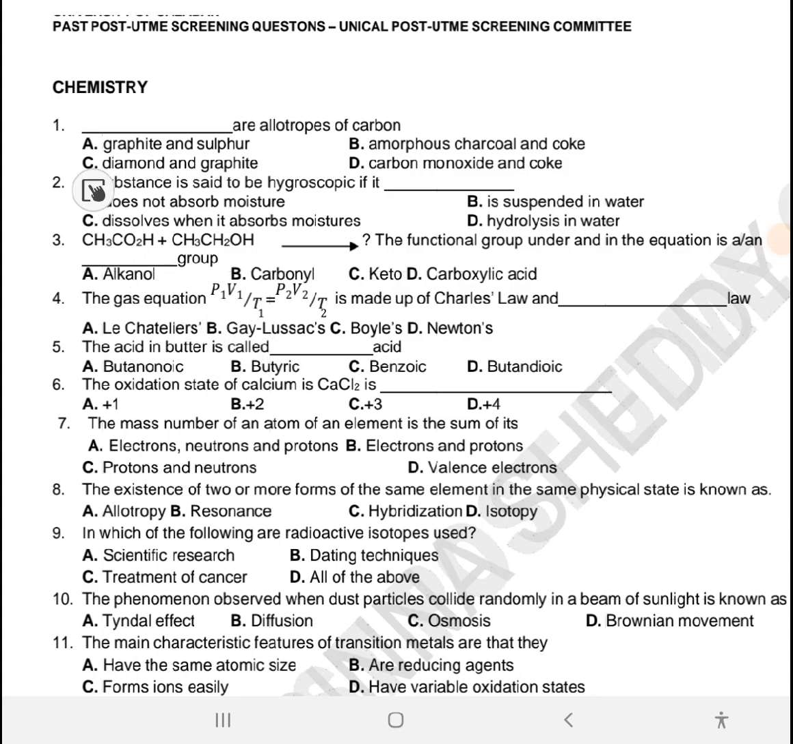So the first question: dash are allotropes of carbon. The correct answer here is diamond and graphite. Diamond and graphite are allotropes of carbon.